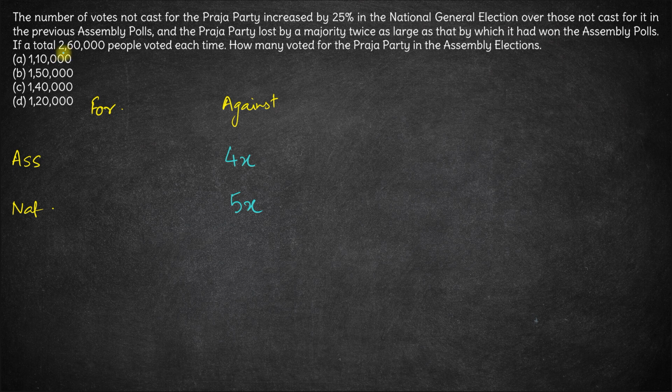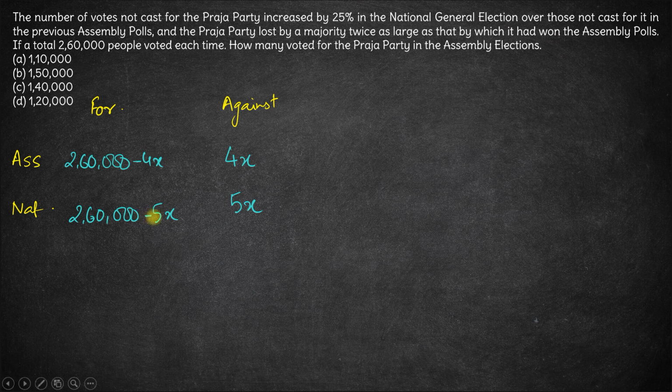Okay, and if total 2,60,000 people voted each time, how many voted for Praja Party in assembly elections? So first of all, let's look at this information. Total 2,60,000 people voted each time. So in assembly elections also 2,60,000 people voted, out of which 4x voted against the Praja Party. So the number of votes for Praja Party is 2,60,000 minus 4x. Right? Out of total votes, remove these votes. Similarly, in national general elections, out of 2,60,000, 5x are against it. So for it will be 2,60,000 minus 5x.